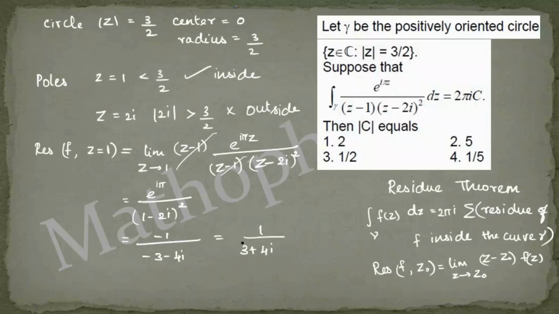So this is the value of c, and mod c is equal to the mod of 1 by 3 plus 4i, which is 1 by square root of 3 square plus 4 square, equal to 1 by root 25, equal to 1 by 5. So the correct answer is option 4.